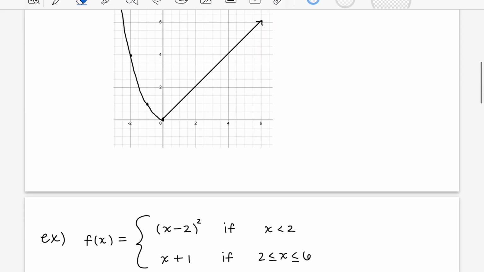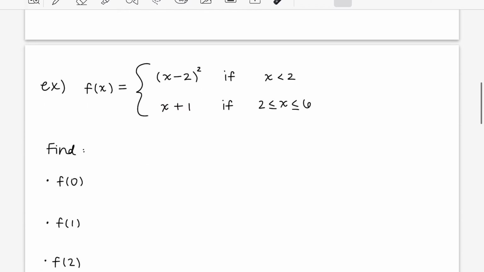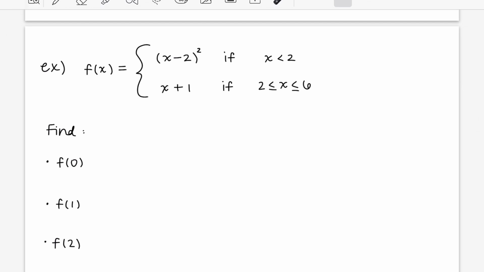So we're going to look at this next example here. We have a piecewise function here, f of x, and we're told that for values of x that are less than 2, we'll get x minus 2 squared, and then for values of x that are in between 2 and 6, we'll get x plus 1. The first thing we're asked to do is to find these values of our function. The first thing we want to find is f of 0, and we know that 0 is a number that's less than 2. So when we're plugging x equal to 0 into our function, we're going to use this guy here.